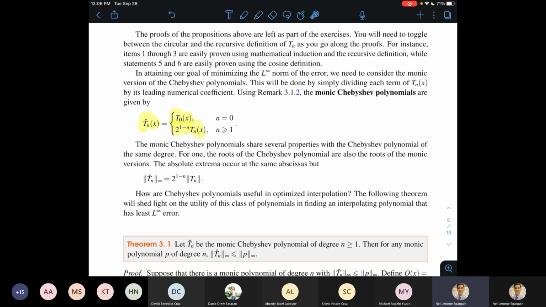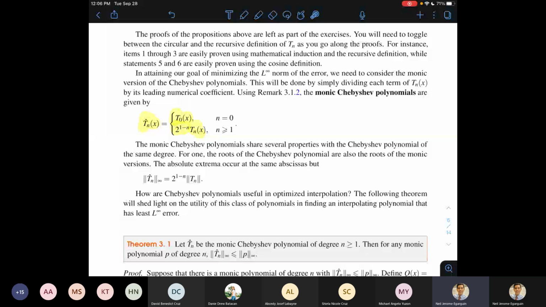But of course, here I am multiplying 2 to the 1 minus n to the entire polynomial. But the point is now I have created a scaled version of the Chebyshev polynomials so that the leading coefficients are equal to 1. Mas interesado akong pag-aralan ano yung itsura ng monic Chebyshev polynomials. Okay. However, this doesn't affect the nice properties of the Chebyshev polynomials that much because kung ano yung roots ng Chebyshev polynomial, siya pa rin yung roots ng monic Chebyshev polynomial, right?